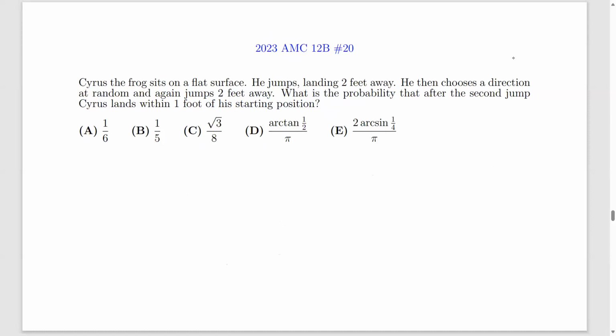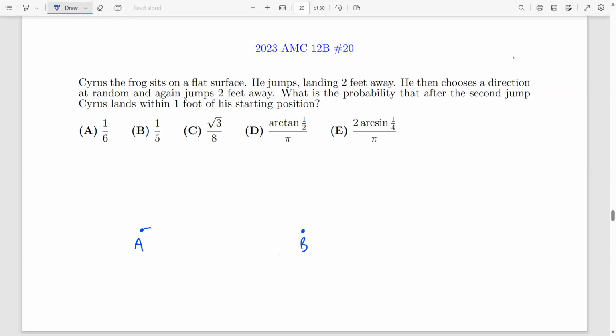So this problem is actually not that bad at all for number 20, once you draw the configuration out. So let's draw a couple of points. I'm going to label Cyrus's starting position as point A. And then without loss of generality, let's say that his first jump takes him 2 feet to the right to point B.